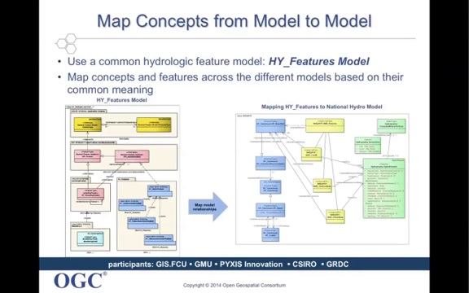The part of the diagram on the right represents the results of efforts to map the features from the HY Features model to the NHD, in this case for a selected set of feature types, in this case the flow line. The mappings for NHD and the corresponding examples for NHN were prepared and stored for semantic query and retrieval to mediate the model differences between each of the models.